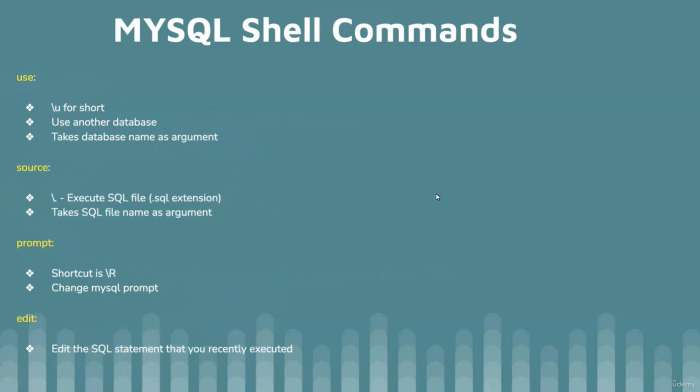The next one is the use command, probably used more than any other command. It lets you use another database. It takes a database as an argument and then switches to that database, so you can run any SQL statement targeted to that specific database. The source command is used to execute a SQL statement file. All SQL files should have the extension .sql. It takes the SQL file as an argument.